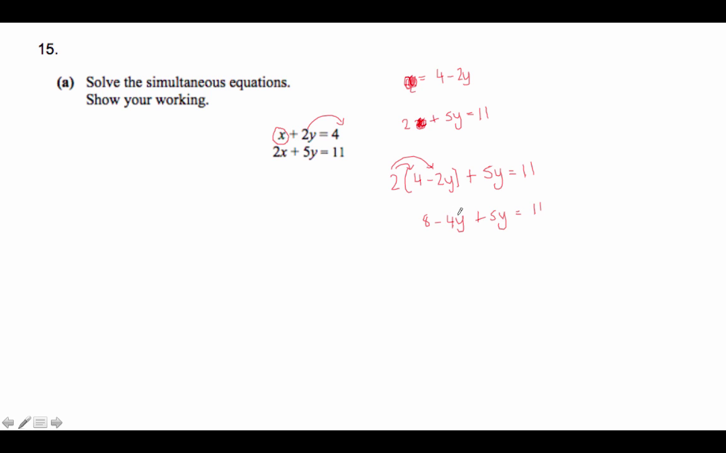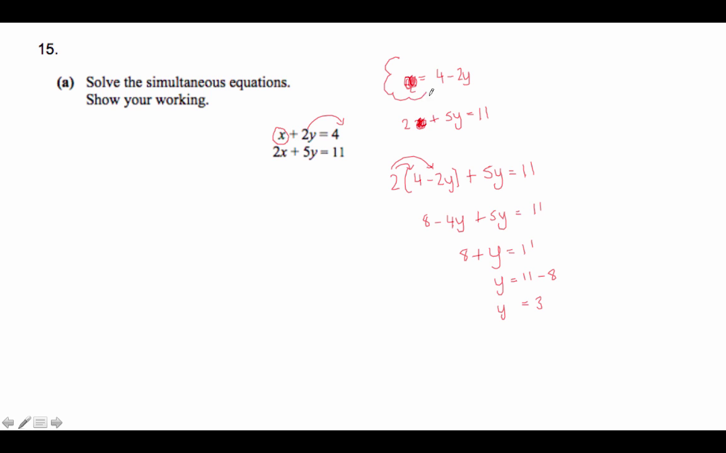So minus 4y plus 5y would just be positive y, and then I've still got the plus 8 and I've still got the 11, which means y is equal to 11 minus 8, which means y is equal to 3. Okay, then how do I find out what x is?